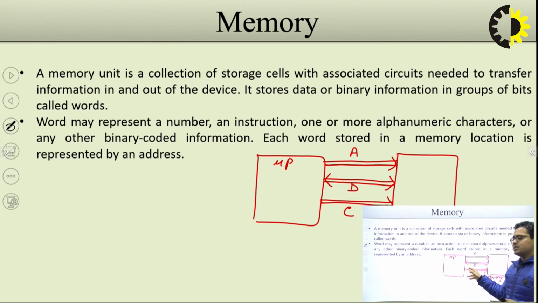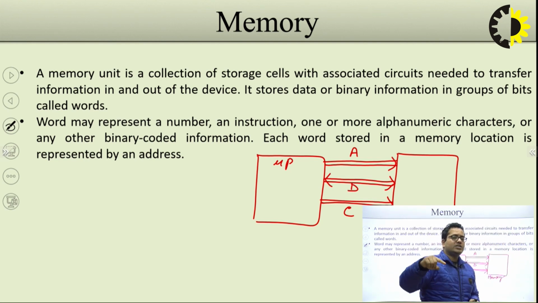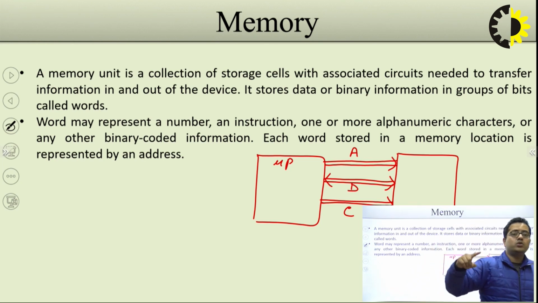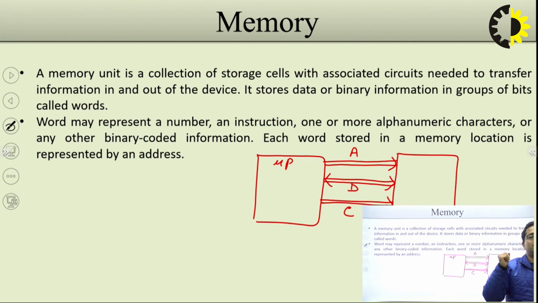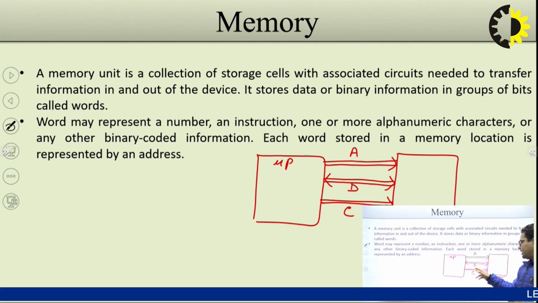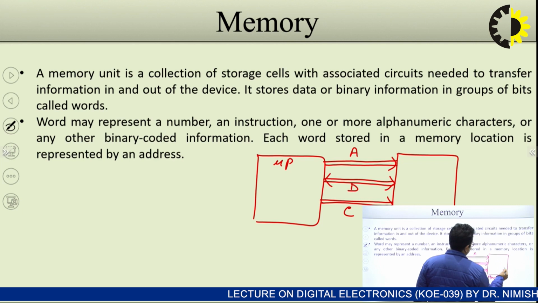Now the other one is data. Data is bidirectional. Data can be sent from a processor to a memory, and if a processor wants to read, the data will come from the memory into the processor. That's why it is bidirectional. Whereas the third bus, the control bus, is also unidirectional. So control signals will be sent through the control bus. So this is your memory.